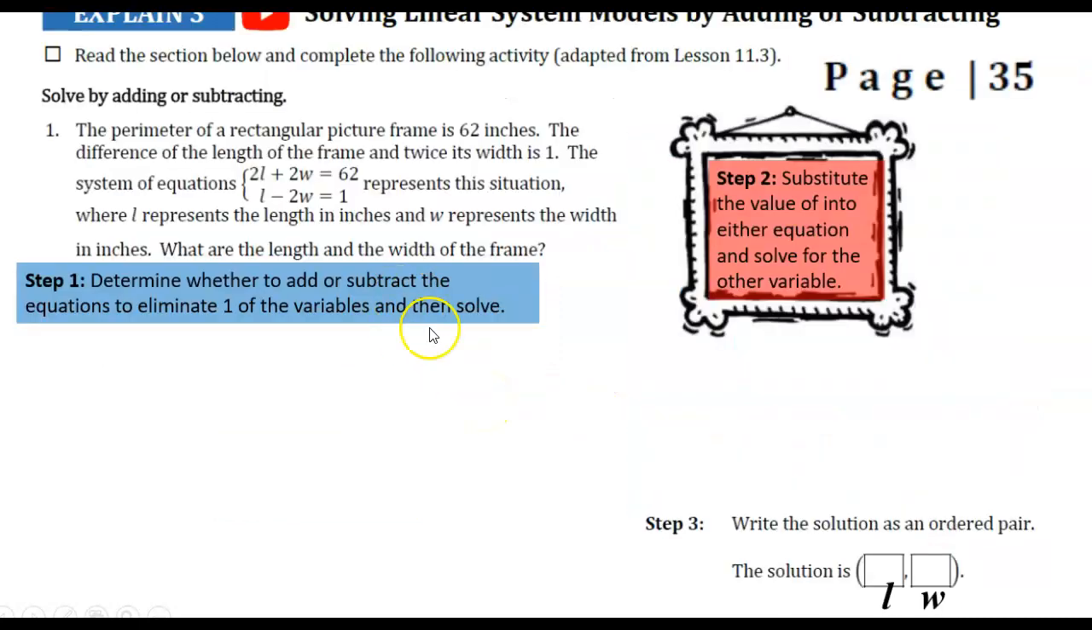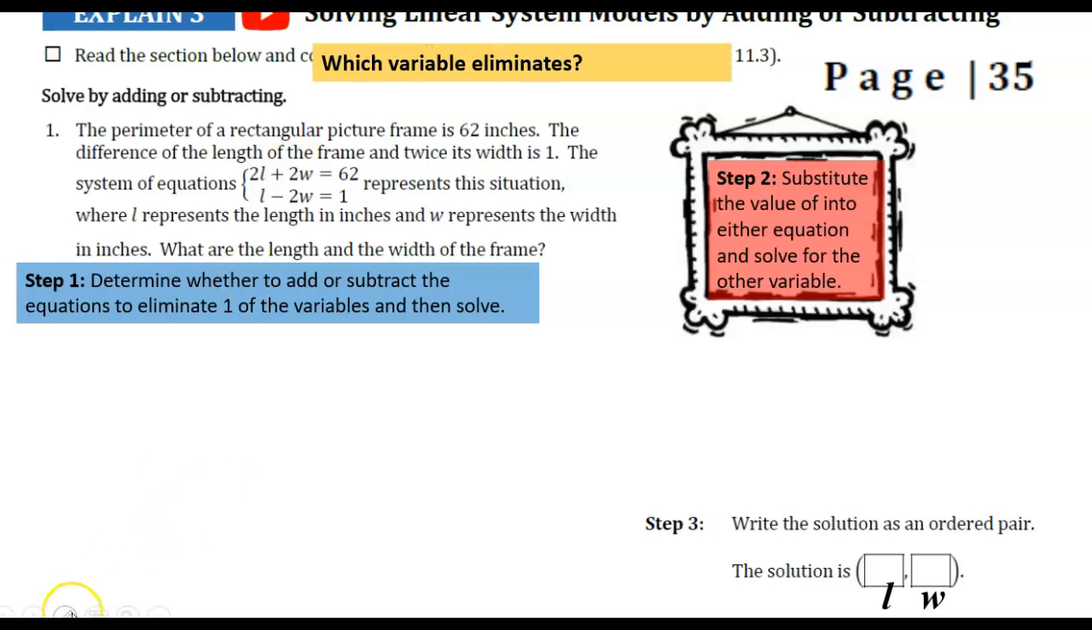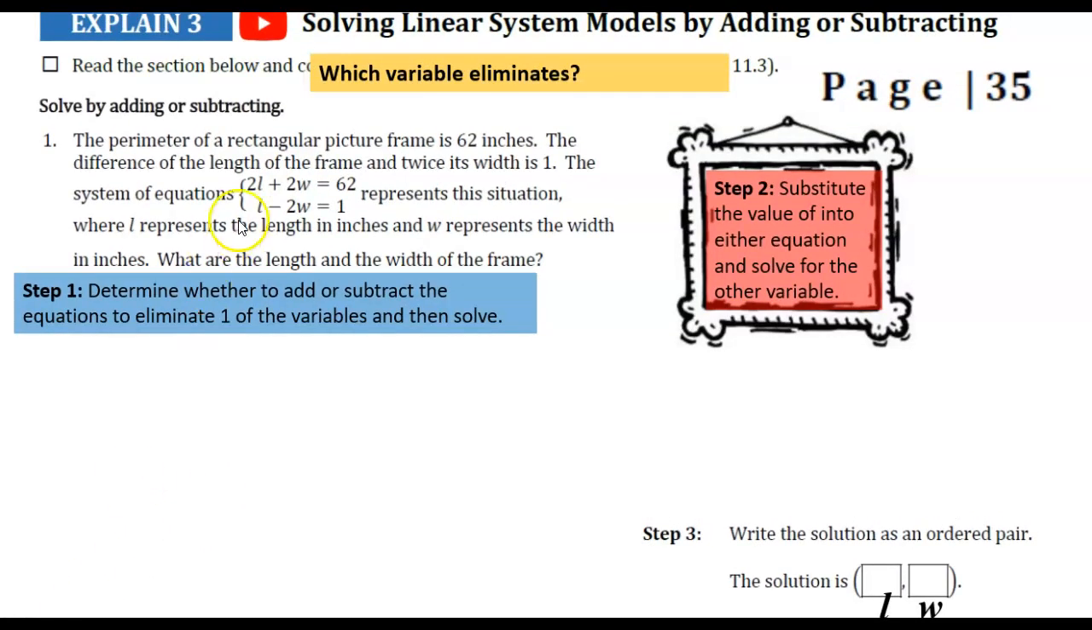With that being said, let's go on to a word problem. Oh yes, very, very fun. So here we have, again, perimeter problems. A rectangular picture frame is 62 inches. The difference of the length of the frame and twice its width is 1. The system is as follows, where L represents the length in inches and W represents the width in inches. And what is the length and width of your picture frame?